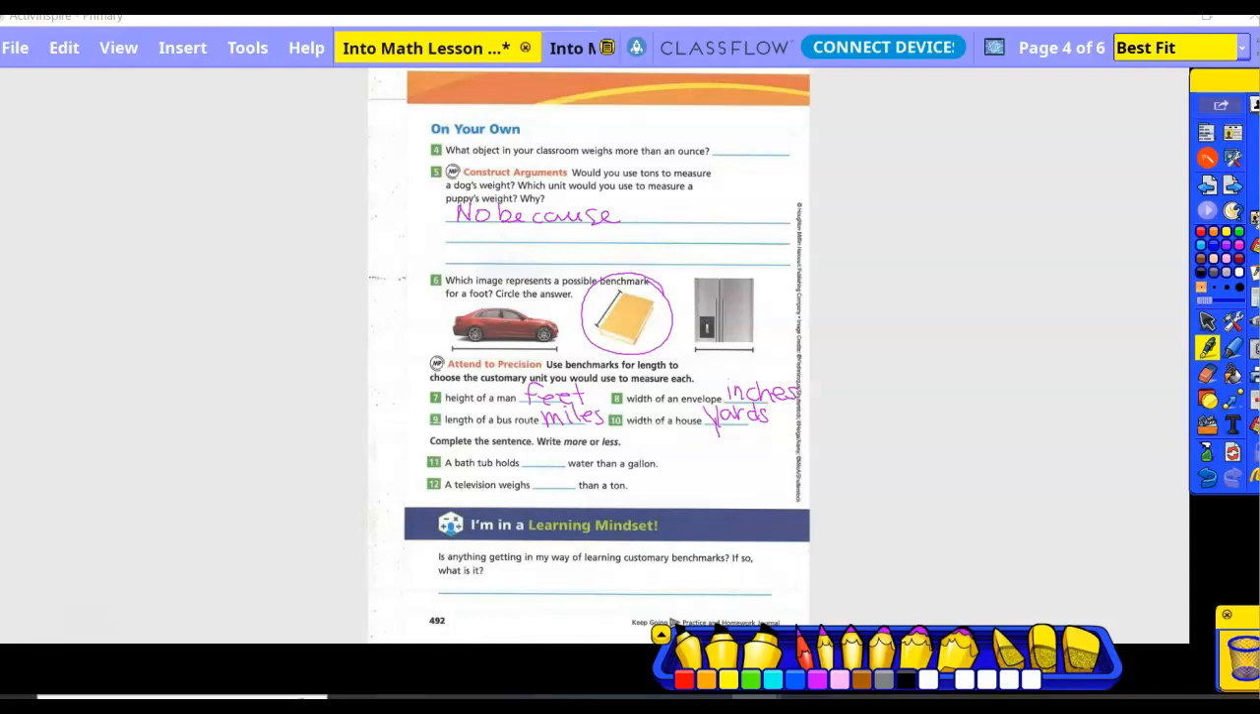So complete with more or less. A bathtub holds blank water than a gallon. More. Okay. You would have to probably put several of the gallons in there, right? A television weighs blank than a ton. Less.